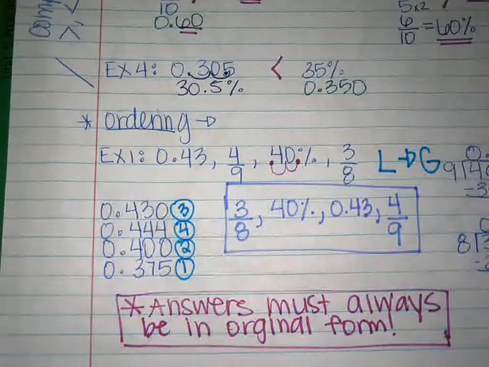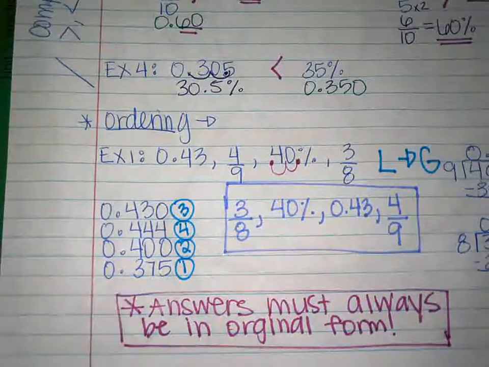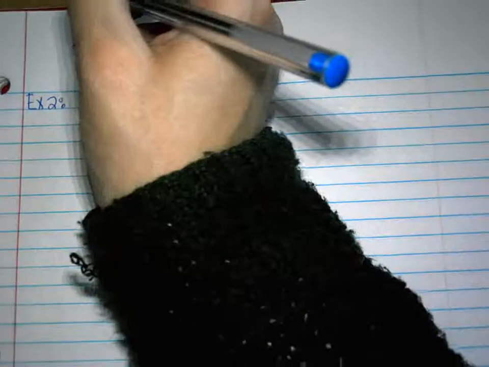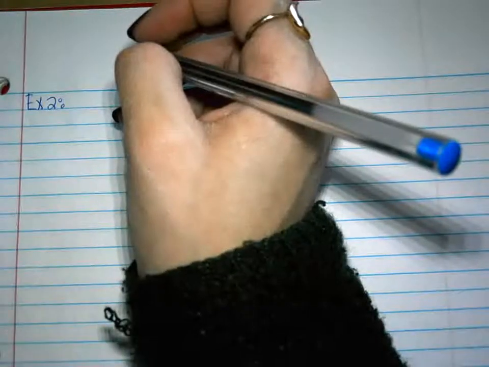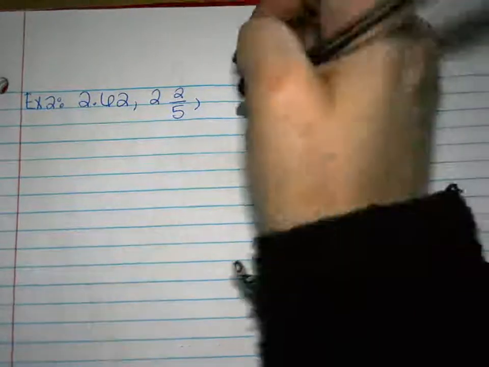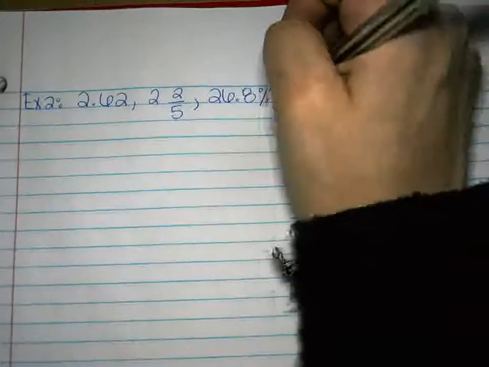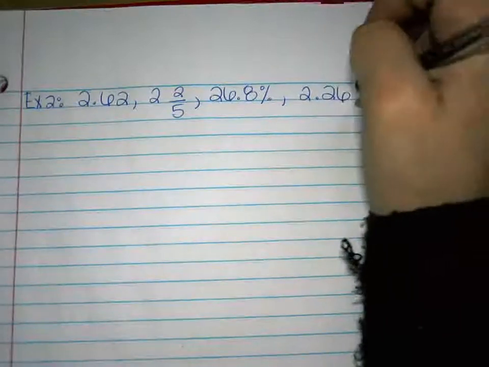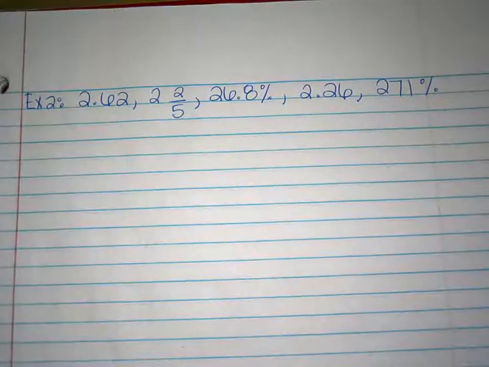Questions? Okay, let's do another one. What if I have 2.62, 2 2/5, 26.8%, 2.26, and 271%.